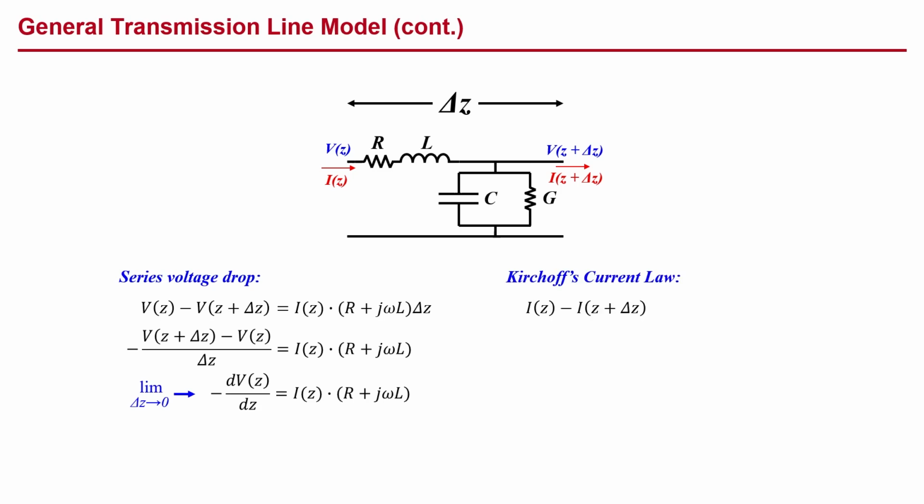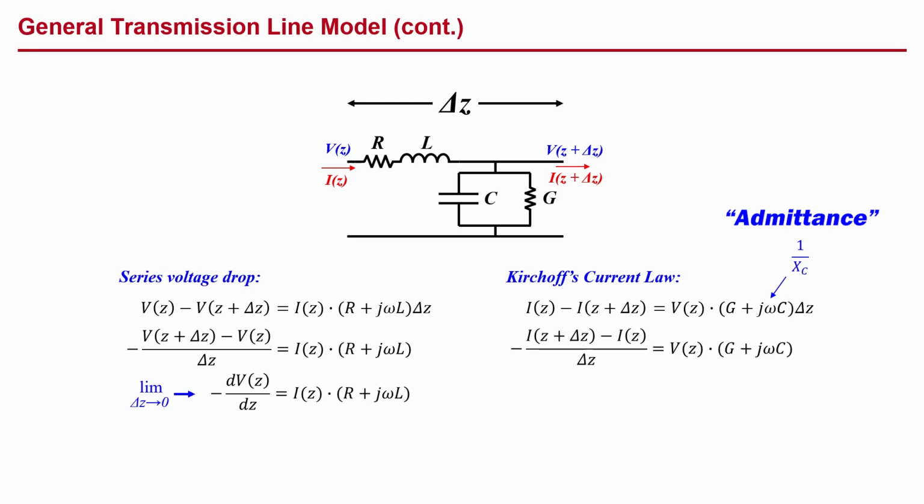Next, we apply Kirchhoff's current law, which states that the difference between I of z and I of z plus delta z must equal the current through the capacitance and shunt conductance, which equals V of z multiplied by G plus j omega C times delta z, where j omega C is the reciprocal of the capacitive reactance and is called the admittance. We follow a similar approach to get that the negative of the derivative of the current with respect to z equals V of z times G plus j omega C.